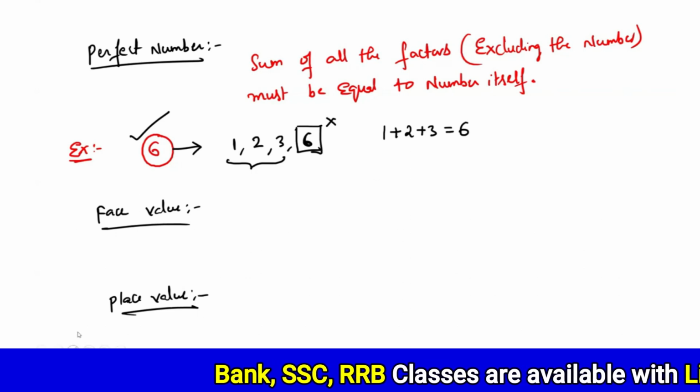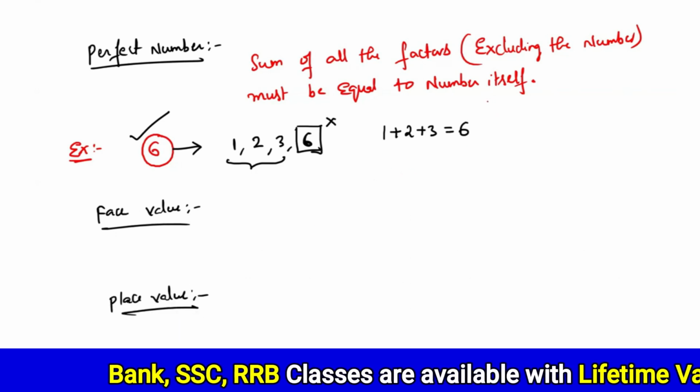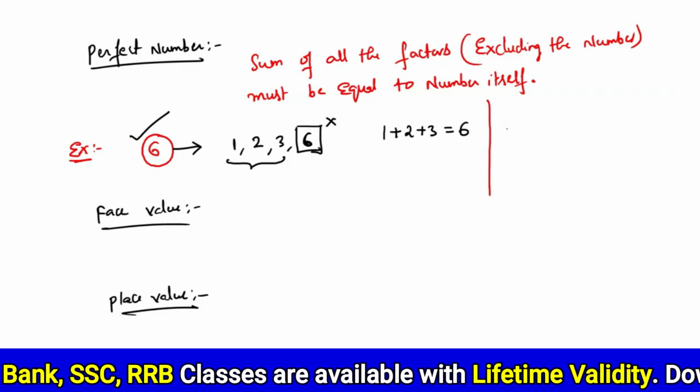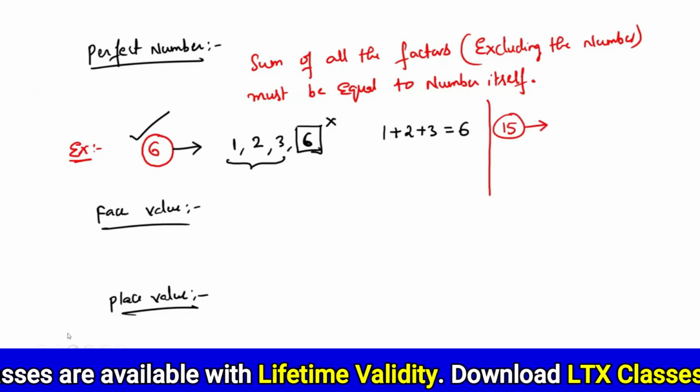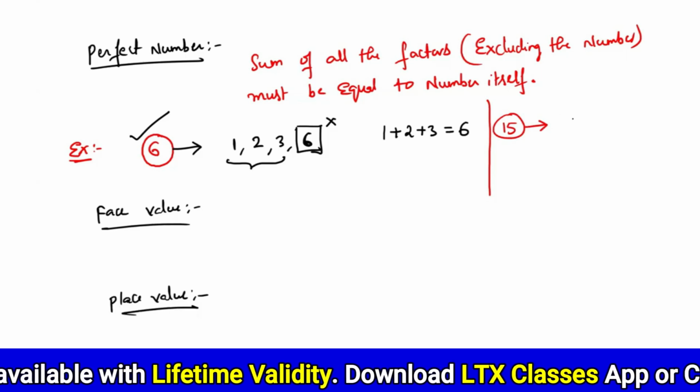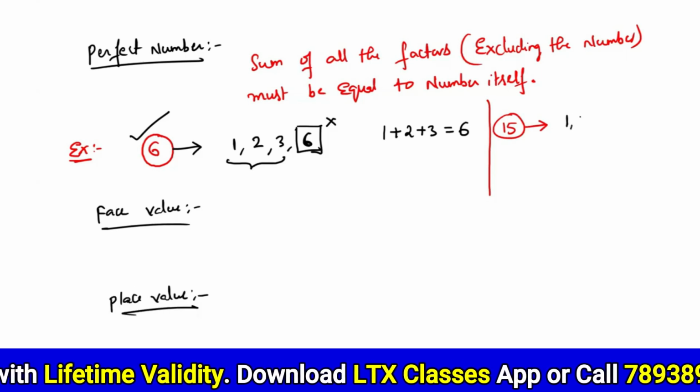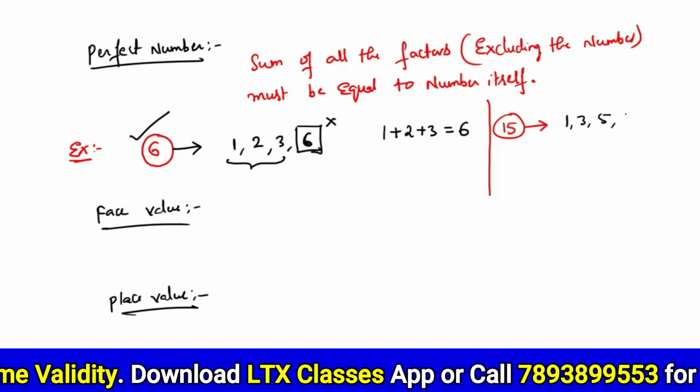Now take the number 15. For this number 15, what are the factors? The factors are 1, 3, 5, 15.